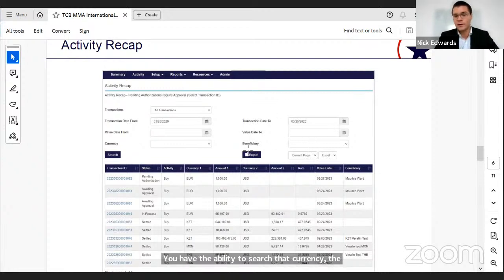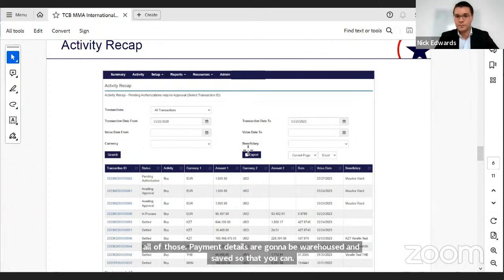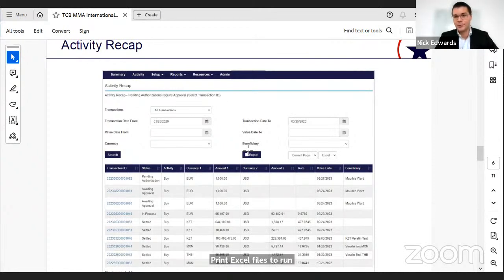So all of those payment details are going to be warehoused and saved so that you can print Excel files to run any reports that may be needed as you get into audit or even budgeting and planning season heading into the next year.